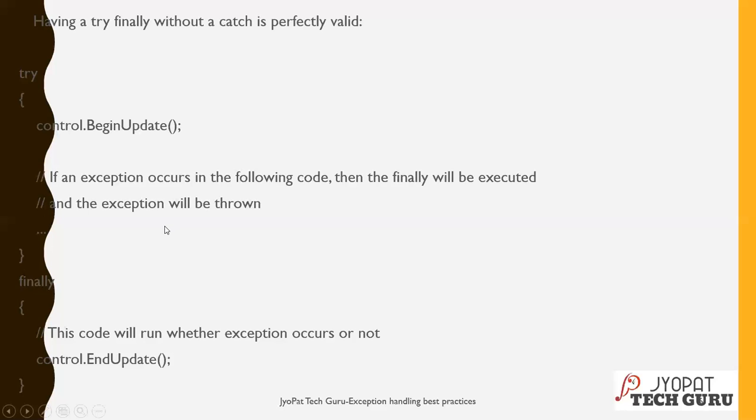One try should have at least one catch. One try can have a number of catches. So try catch finally is also a perfect combination. But for try catch, only one finally should be there. So if an exception occurs in the following code, then the finally will be executed and the exception will be thrown. So this finally code will always get executed whether the exception occurs or not.